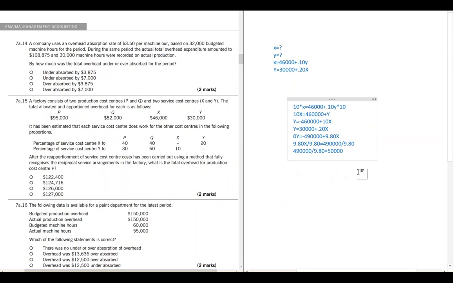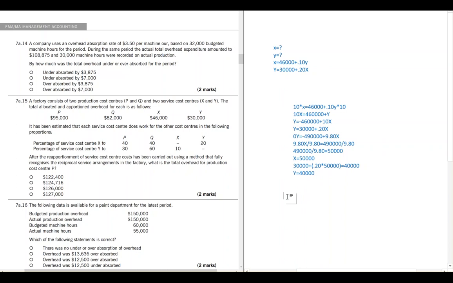We have 50,000, so X is 50,000. Put that in the equation of Y, which is 30,000 plus 0.20x. You have Y. Now, only answer the department they asked, P.